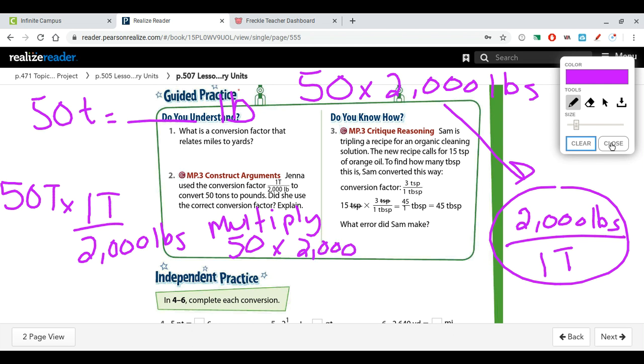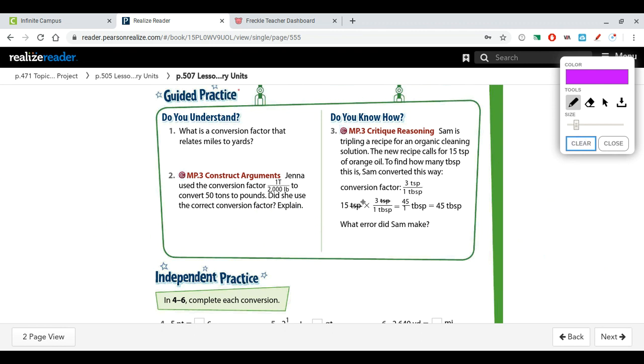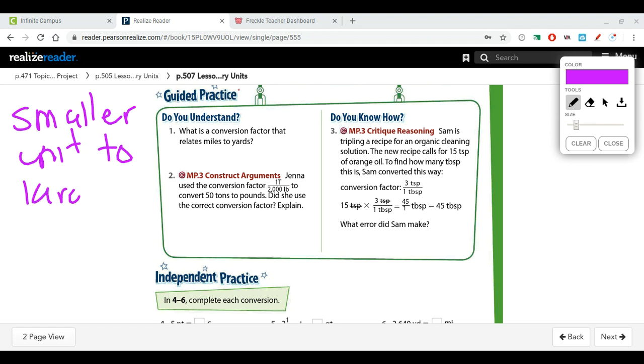Number 3. Sam is tripling a recipe for organic cleaning solution. The new recipe calls for 15 teaspoons of orange oil. To find how many tablespoons, Sam converted this way. What error did Sam make? I'm going from teaspoons to tablespoons. Guys, before we look at this error, when you are going from a smaller unit of measurement to a larger unit, in this case from teaspoons to tablespoons, I'm going to divide.